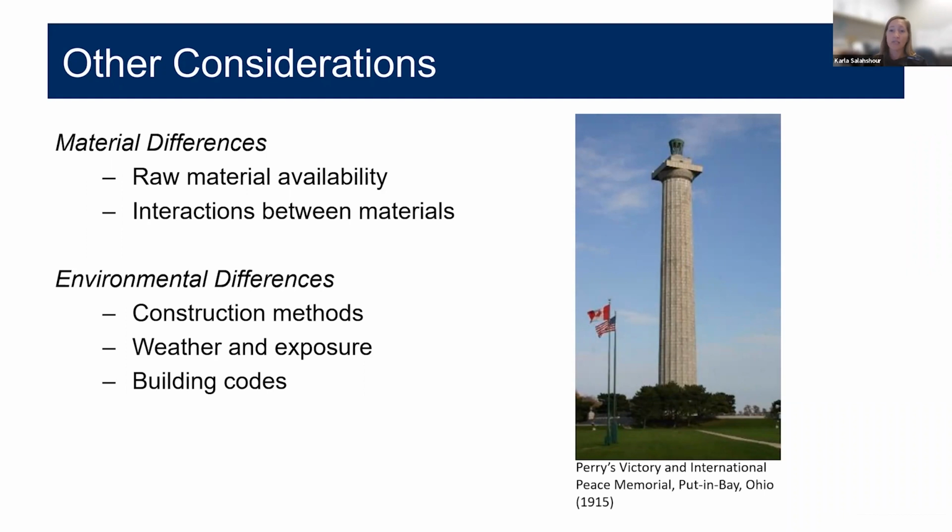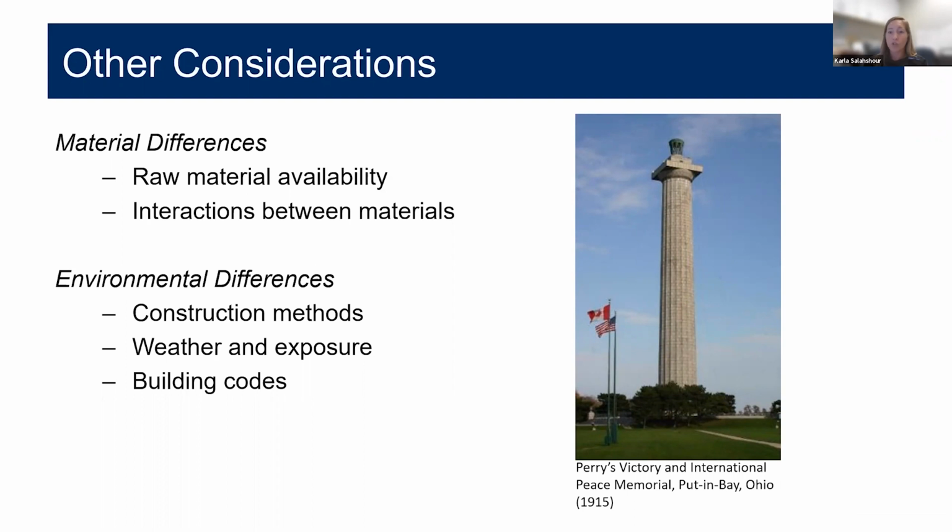This picture on the right is from Perry's Victory and International Peace Memorial in Put-in-Bay, Ohio. It's a national park site. It was constructed in 1915 and is the world's most massive Doric column. This was constructed on an island, which made access to materials very challenging because they had to be ferried across the waterway.